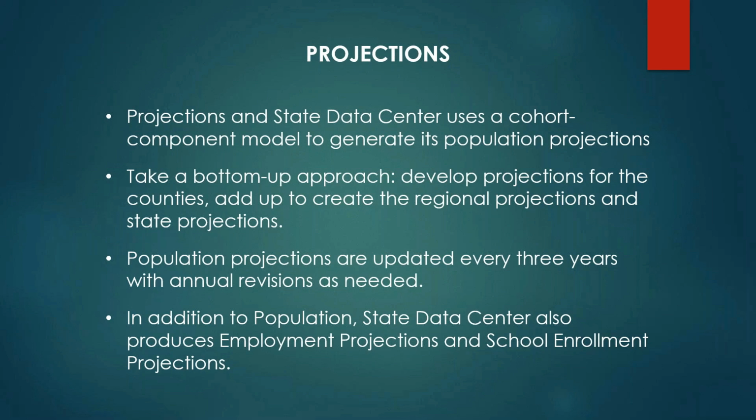We use a cohort component model. The input data for the model comes from the Department of Health, birth and death statistics. And then migration, which is a residual. So we have the 2010 population, we get birth and death data, and then the residual is migration. These data are then converted into fertility rates, survival rates, and migration rates.